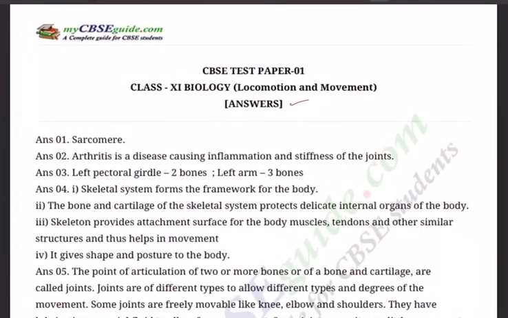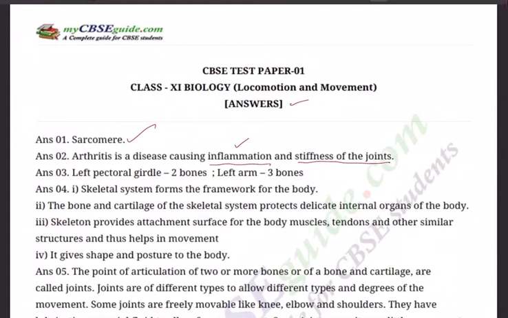So we go with the answers. Chapter number 20, locomotion and movement. First answer, sarcomere, that unit. And second, arthritis is a disease causing inflammation, swelling, and stiffness of the joints.